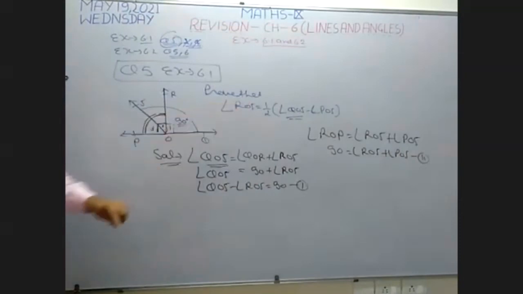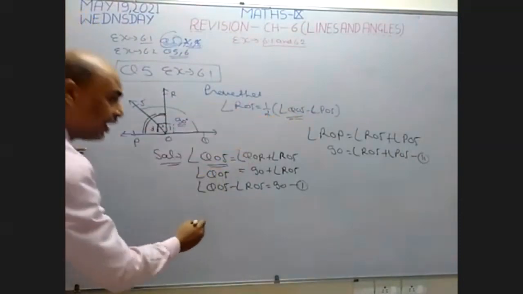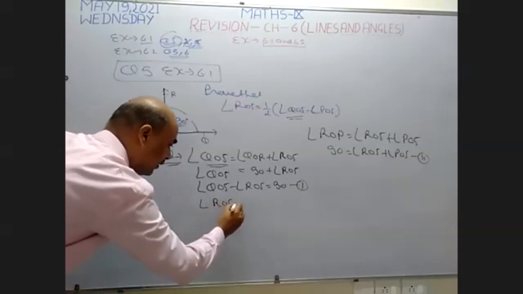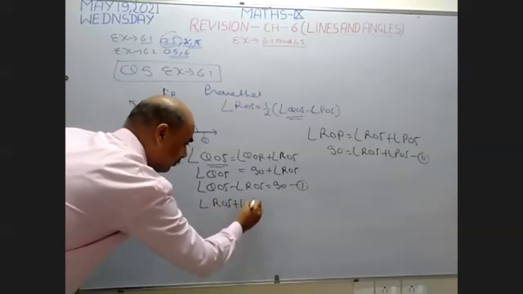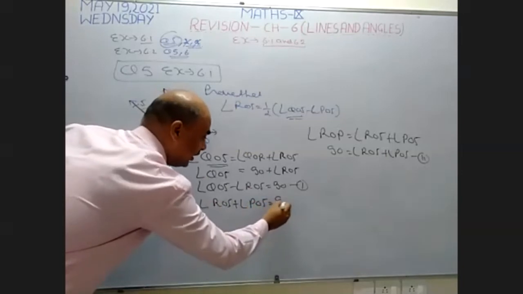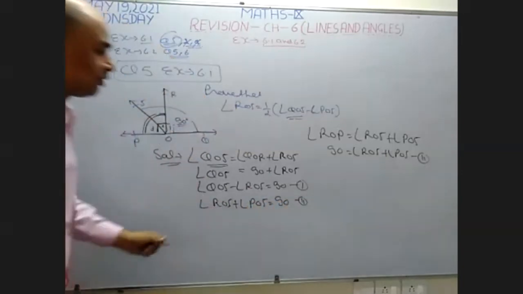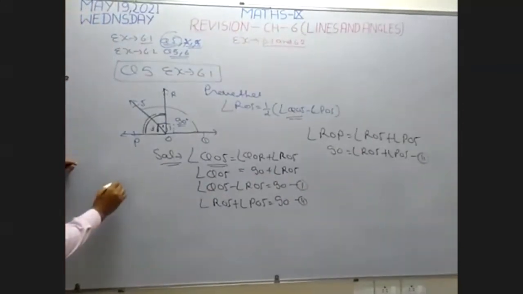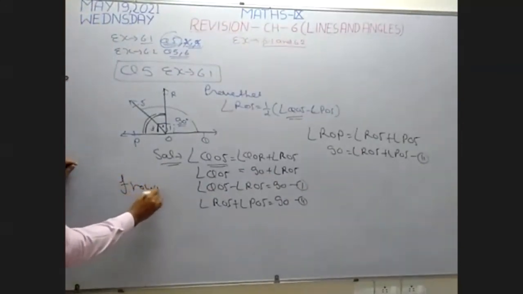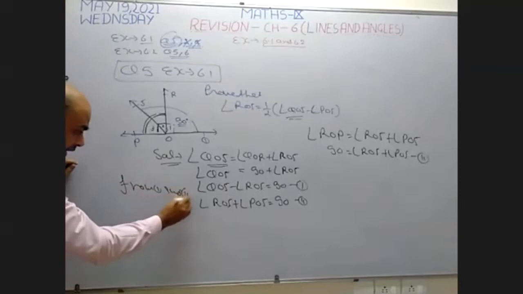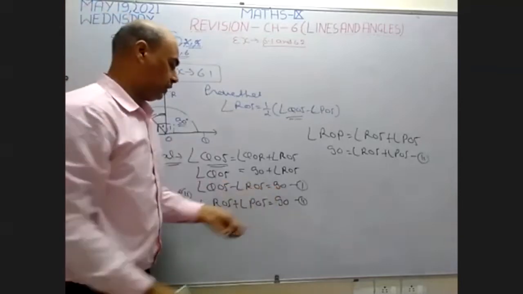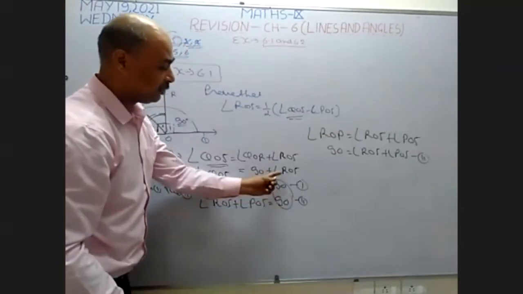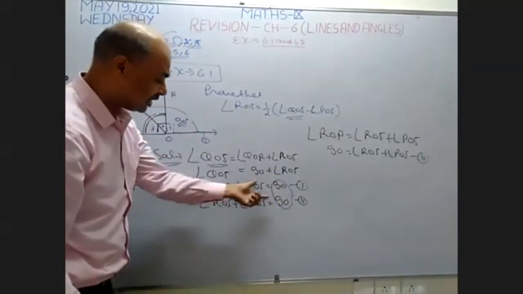Now two equations are there. I want to write this equation here: ROS plus POS equals 90 degrees. This is my second equation. Now I want to compare these two equations. Now I write here, from first and second: see, in the given two equations, the right-hand side is equal. If the right-hand sides of any two equations are equal, it means their left-hand sides are also equal.